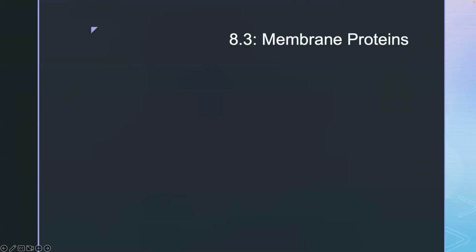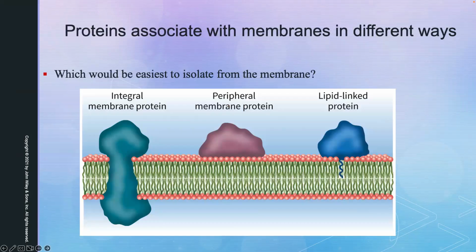And so next we'll talk about membrane proteins. Proteins can associate with membranes in different ways. Remember that within the lipid bilayer, you have lipids, including glycerophospholipids, sphingolipids, and cholesterol. You can also have proteins in the bilayer. There are different types of membrane proteins, including integral, peripheral, and lipid-linked proteins.